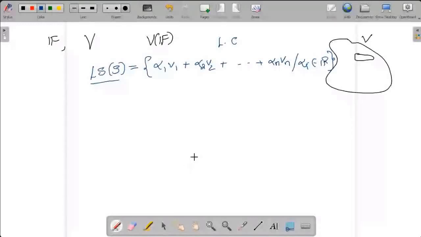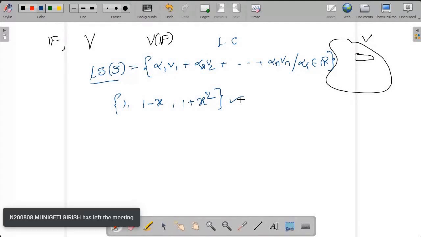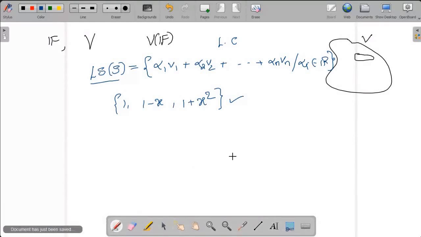And in yesterday's class, we have seen that if you take two elements in R2, they generate a plane passing through origin. And similarly, we have taken three polynomials in P2, that is polynomials of degree less than or equal to 2, namely 1, 1 minus x, 1 plus x square. We observed that the linear span of those three polynomials is the entire set P2. It means we are able to generate the entire set P2 with the help of three elements. Every second degree polynomial can be expressed as a linear combination of these three vectors. So these three vectors are spanning the entire vector space P2. All right.